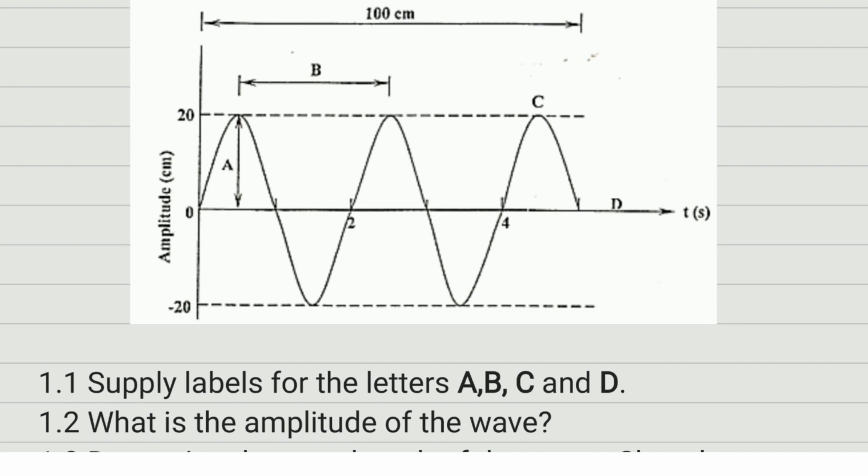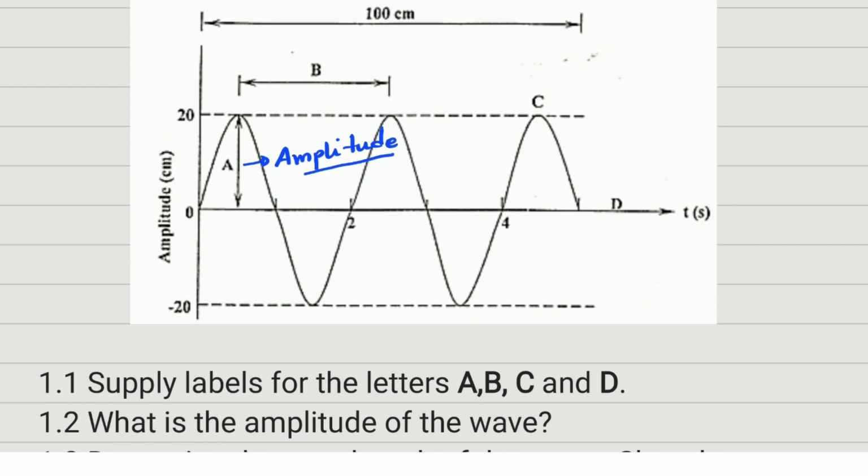Supply a label for each of the letters A, B, C, and D. So let's find out what each of them represents. Let's start with A here in the diagram. A represents the amplitude of the wave.